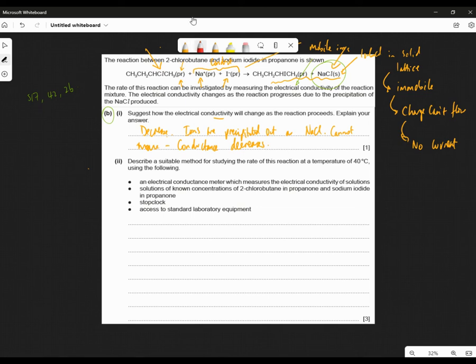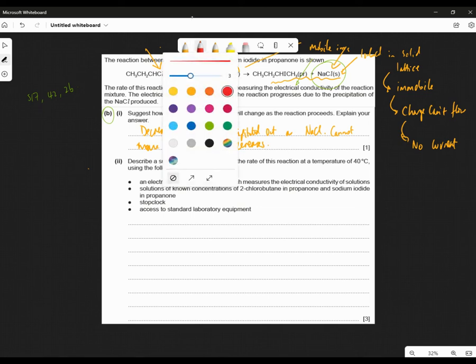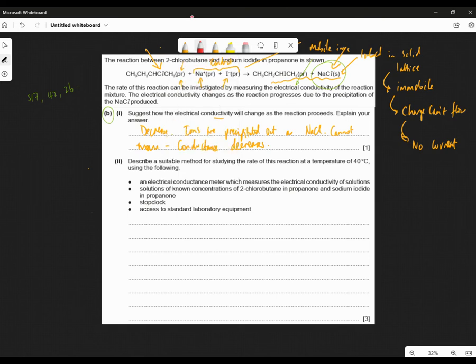It's kind of an odd one, isn't it? But there you go. Let me boost that up a little bit. Describe a suitable method for studying the rate of the reaction at 40 degrees C. Now, if we're going to study the rate of this reaction, we've got to take very careful consideration of what they want. It's worth 3 marks.